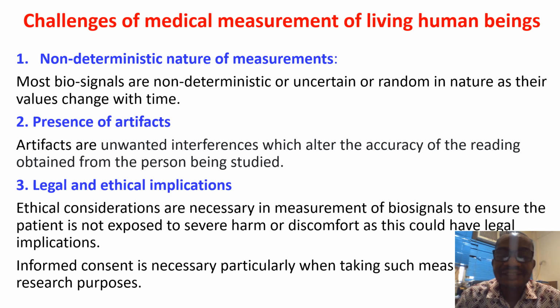So for instance, you might take a person's blood pressure and it gives you 130 millimeter of mercury over 80 millimeter of mercury. You might decide to use the same instrument to measure the blood pressure. You realize that it may not give you exactly what it gave you previously because blood pressure is usually not stable. It varies with time.